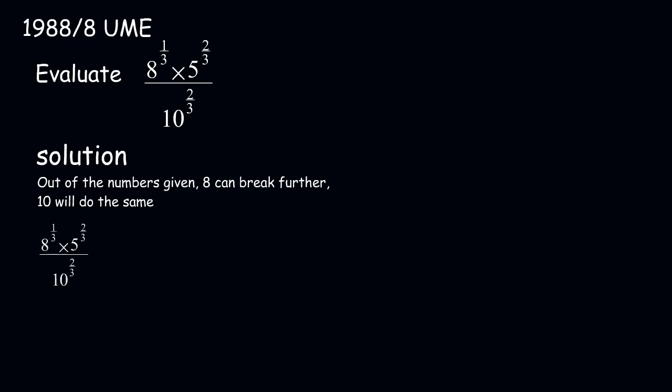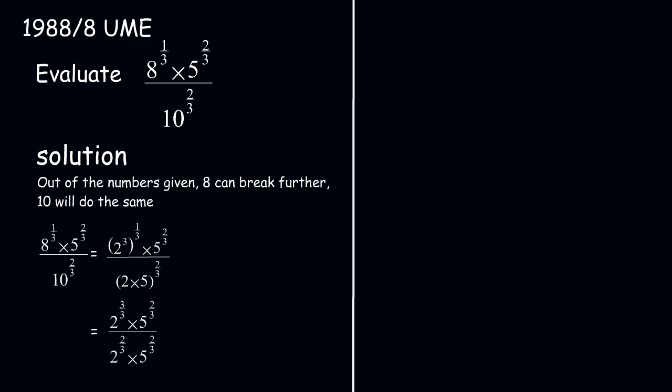So our equation becomes (2 to the power of 3) in bracket to the power of 1 over 3 times 5 to the power of 2 over 3, divided by (2 times 5) in bracket to the power of 2 over 3. Now we can split our denominator to become 2 raised to the power of 2 over 3 times 5 to the power of 2 over 3. Our equation becomes 2 to the power of 3 over 3 times 5 to the power of 2 over 3 divided by 2 to the power of 2 over 3 times 5 to the power of 2 over 3. When denominator moves to numerator, they gain negative power.